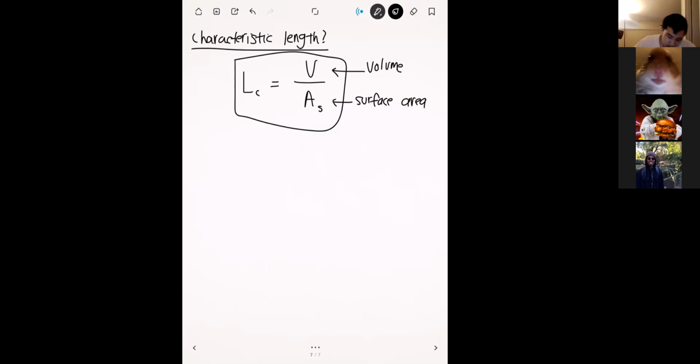Okay, so one more concept that I want to talk about before we jump into another example, and that is the time constant. Another thing that's usually interesting to compute for transient heat conduction is how quickly our object can react to changes in its environmental temperature.